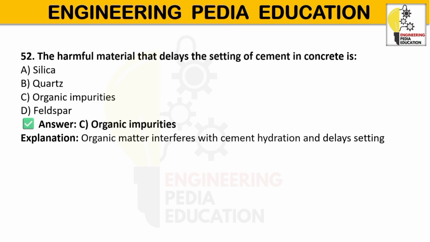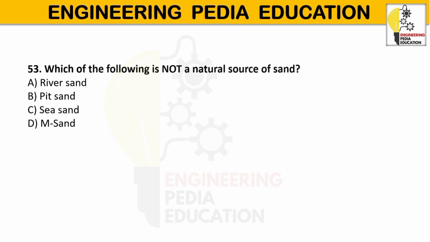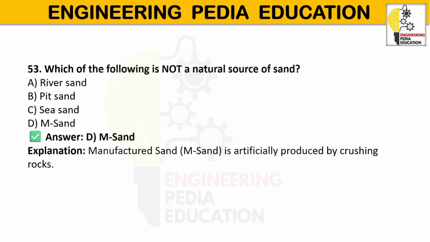Which of the following is not a natural source of sand? River sand, pit sand, sea sand, M sand. The correct answer is M sand. M sand is artificial sand. It is used as a replacement of river sand. It is manufactured by crushing hard rocks. As crushing of hard rocks is done to obtain this sand, it is not considered a source of natural sand.